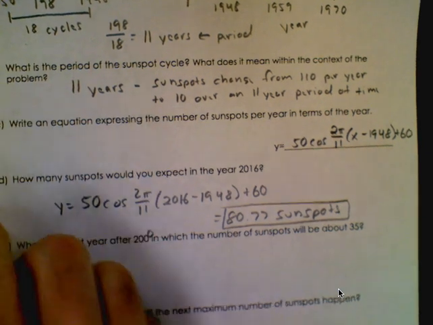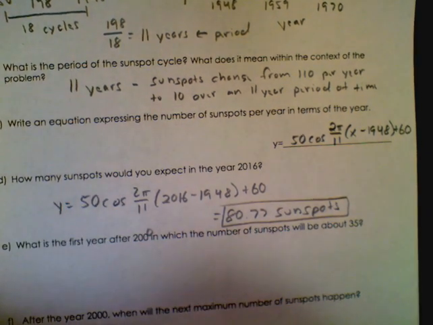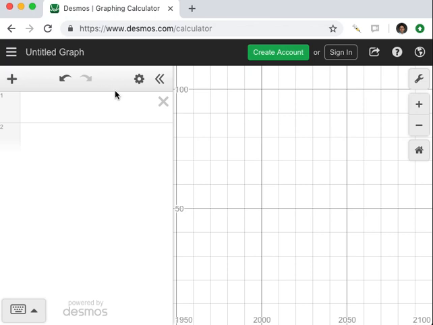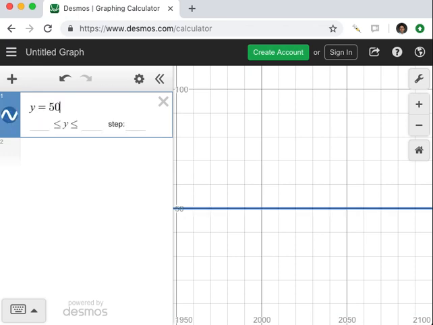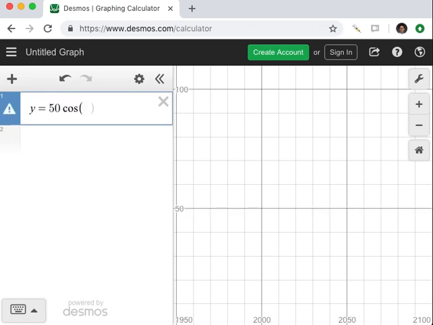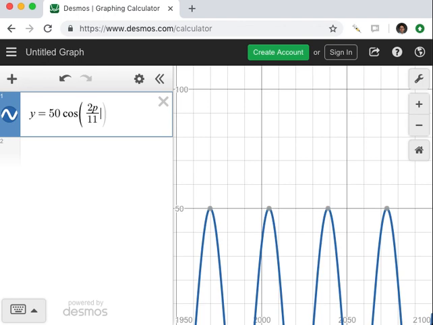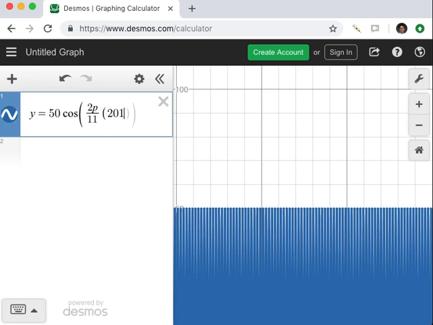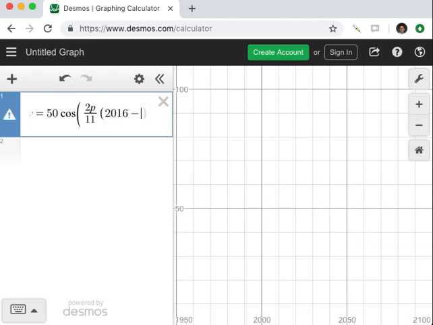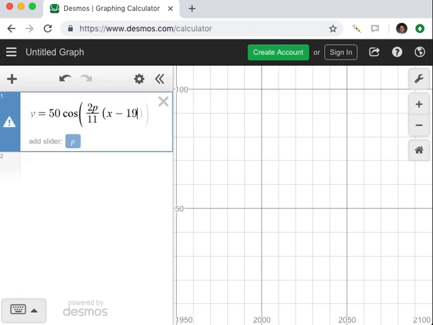To answer a question like this, I'm going to turn to Desmos. So let's see if Desmos will pop up. There it is. And I'm going to go ahead and type our equation in. So it's y equals 50 cosine parenthesis 2 pi over 11 parenthesis 2016 minus, x minus 1948 close parenthesis plus 60. And you'll notice that you don't see anything.